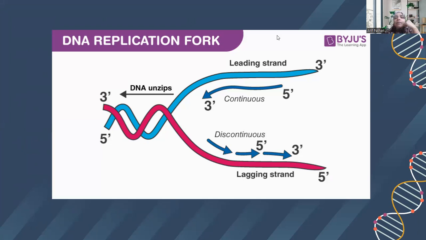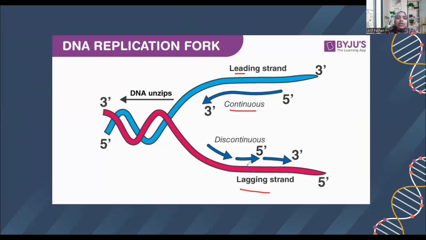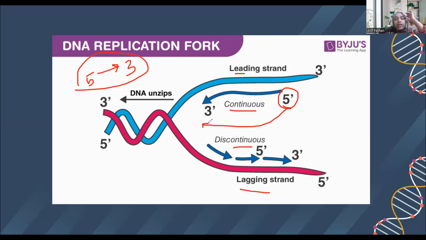Now you need to remember four words over here. As you can see over here: leading strand, continuous; lagging strand, discontinuous. The replication will always happen in 5 prime to 3 prime end, from 5 dash to 3 dash. As you can see over here, from the 5 prime to the 3 prime end. Just remember this, memorize this forever. Always the replication will start in the 5 prime to 3 prime direction.